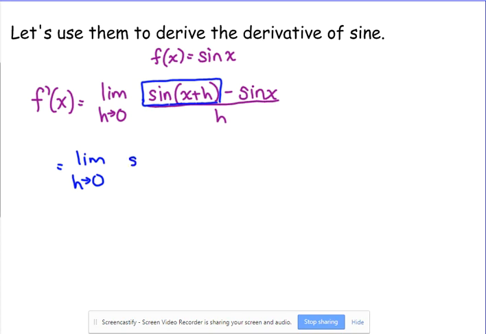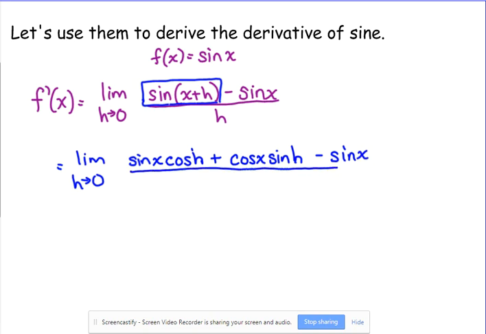So what the sum identity says is that if we're trying to split up the sine of x plus h, that is equal to the sine of x times the cosine of h plus the cosine of x times the sine of h. And of course we bring down the minus sine of x, all over h.